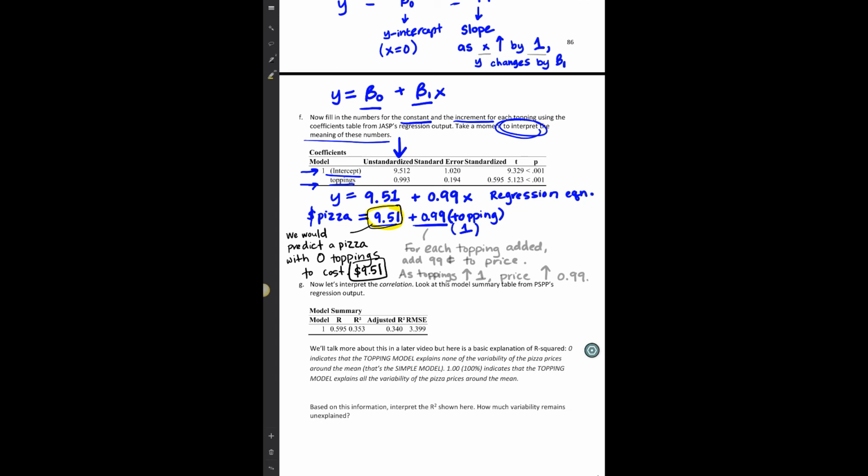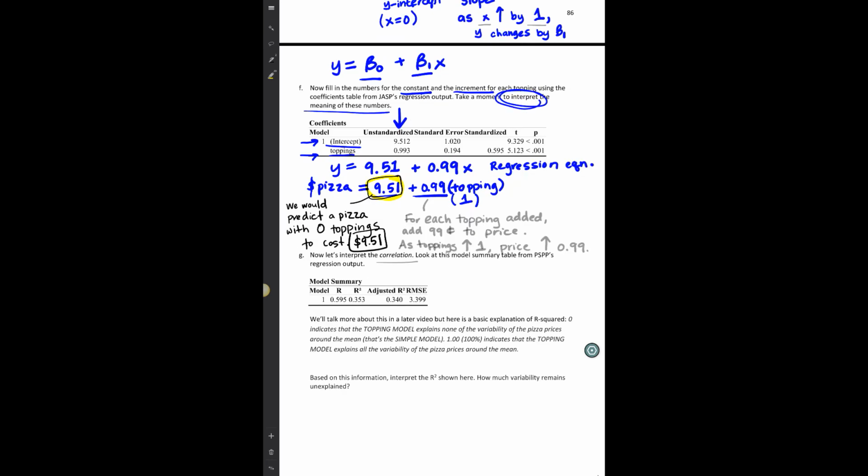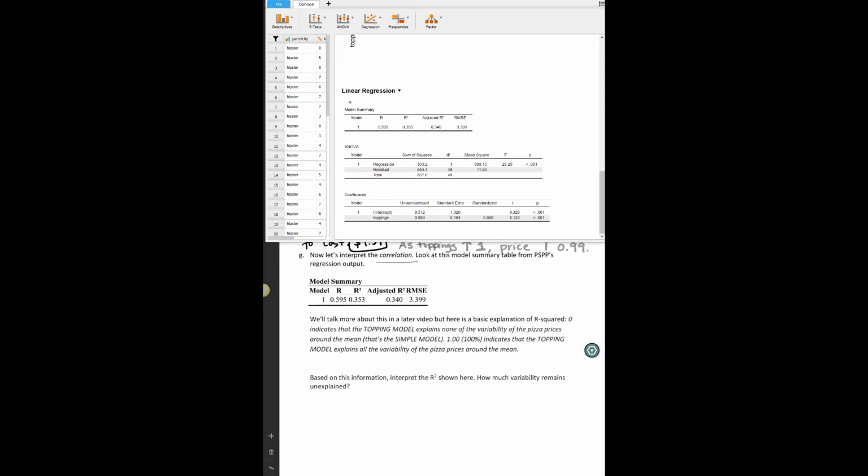Okay, now finally, let's interpret the correlation. Often you hear regression and correlation talked about together because they go together in this type of model. The regression is the center, and the correlation represents the spread, or how spread out our data are. Now we find this information by looking at the model summary table. That's the first table in our JASP output. You can see this is where these values came from.